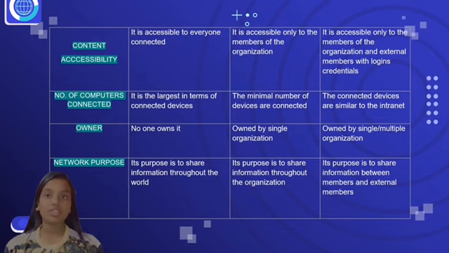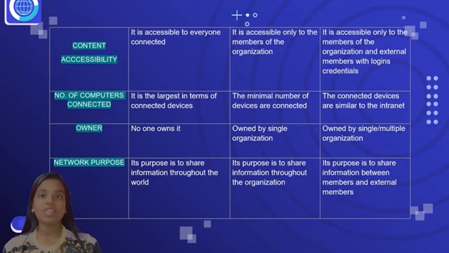Third, extranet. Similar to intranets, the number of computers connected in extranets can vary depending on the specific organization involved. Extranets are networks that allow limited access to external users, such as business partners or clients. For the owners, extranets are private networks that extend beyond an organization's internal network, often involving collaboration with external partners. The number of connected computers and ownership details would be specific to each extranet and its participating entities.